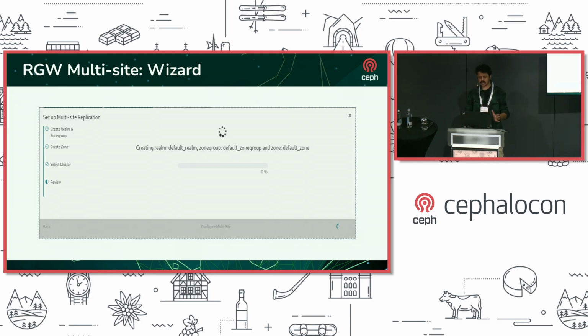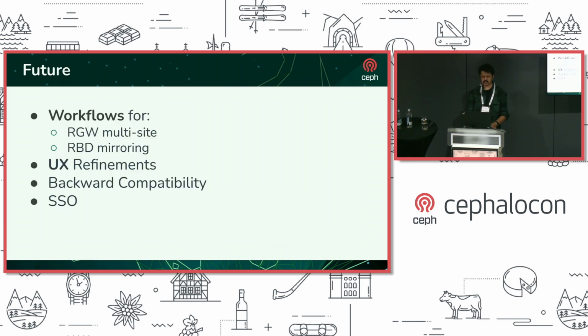So those are all done in this particular step here. It will also show some logs on what exactly is going on right now. So that's the multi-site wizard that we have right now. And over time, we are also planning to add other integrations, like RBD mirroring or some other multi-site or replication behaviors here, so that it makes it easier for someone who is new to the Ceph ecosystem, right?